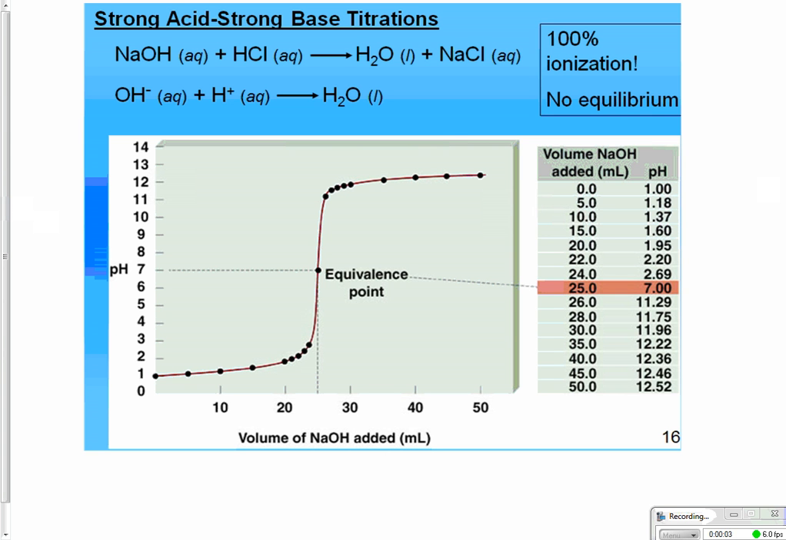Alright, so today I'm going to do an introduction to acid-base titration curves. You have to be familiar with the different types of titration curves and some of the features that allow you to figure out what kind of titration it is.